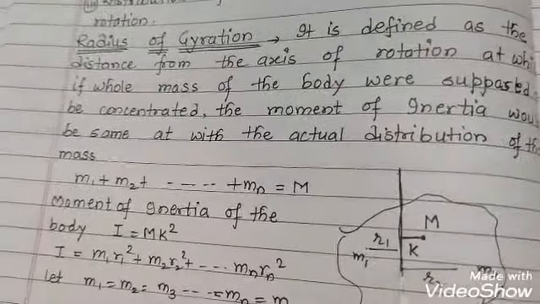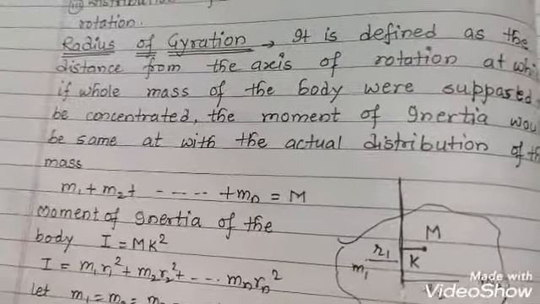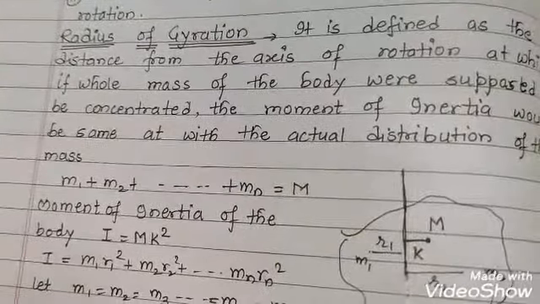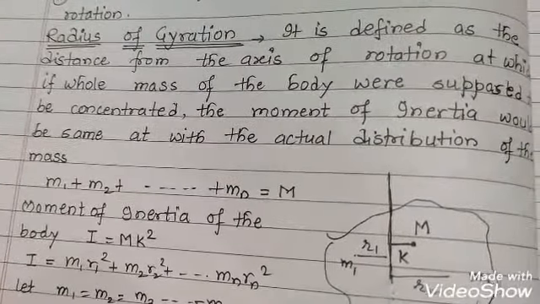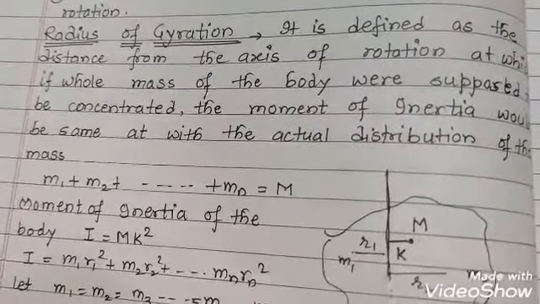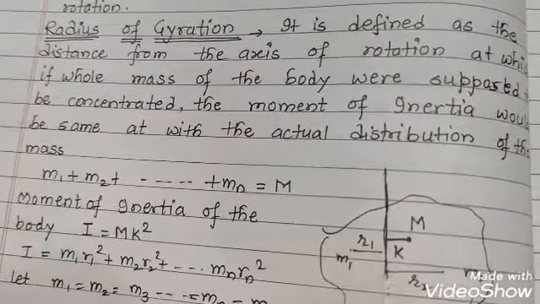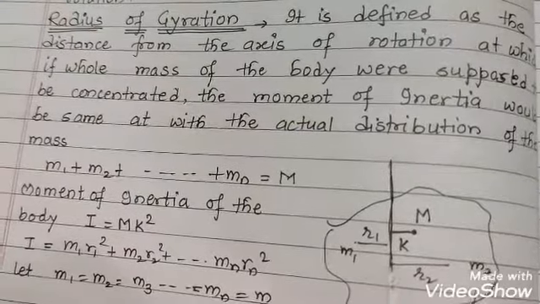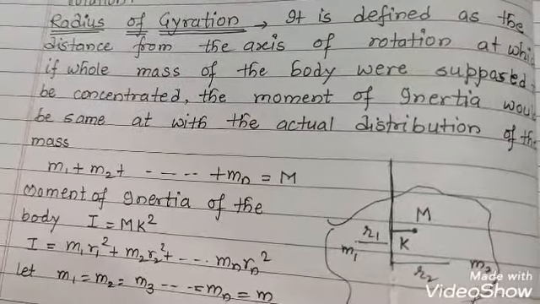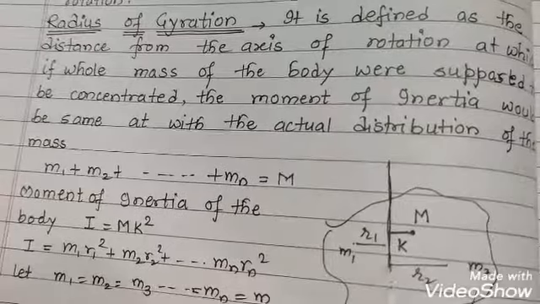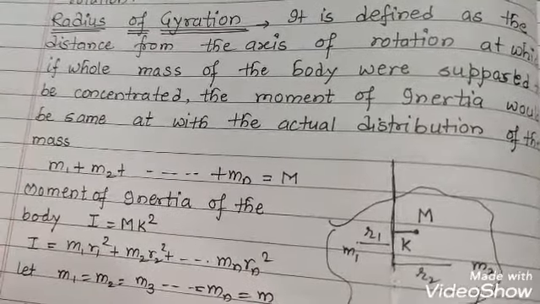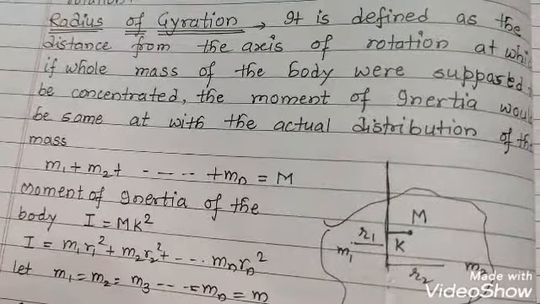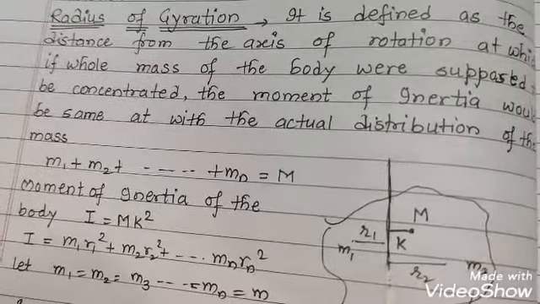Now radius of gyration. We will define the radius of gyration of a body about a given axis as the perpendicular distance of a point from the axis, where if the whole mass of the body were concentrated, the body shall have the same moment of inertia as it has with the actual distribution of mass, and this distance is represented by k.